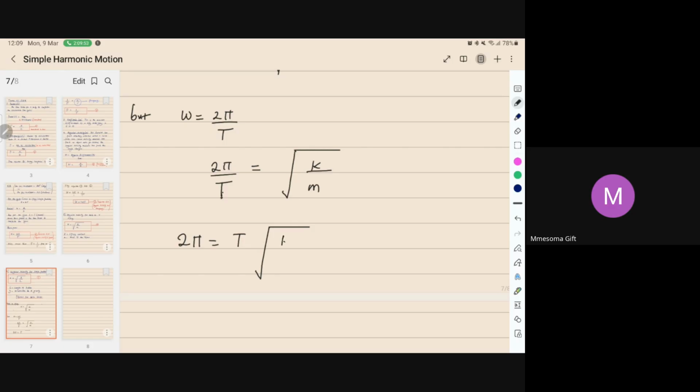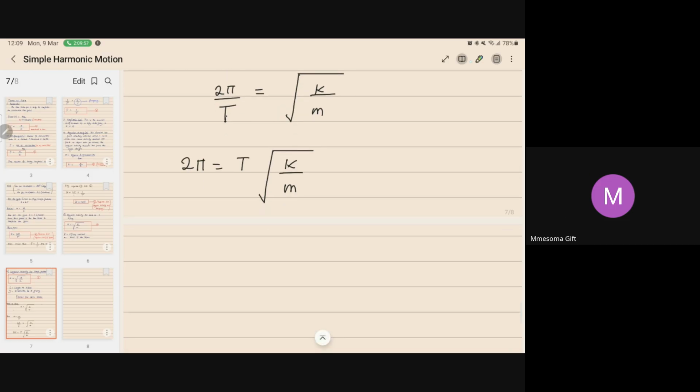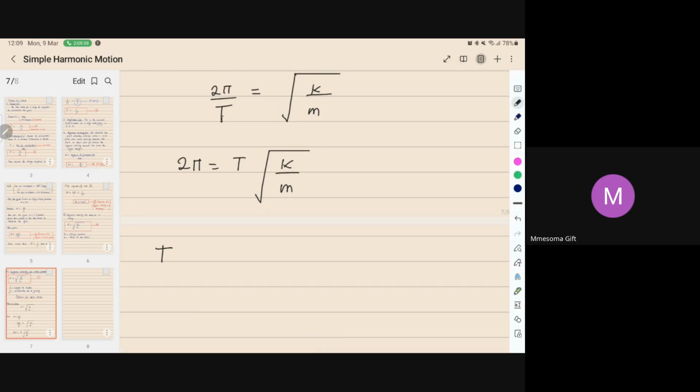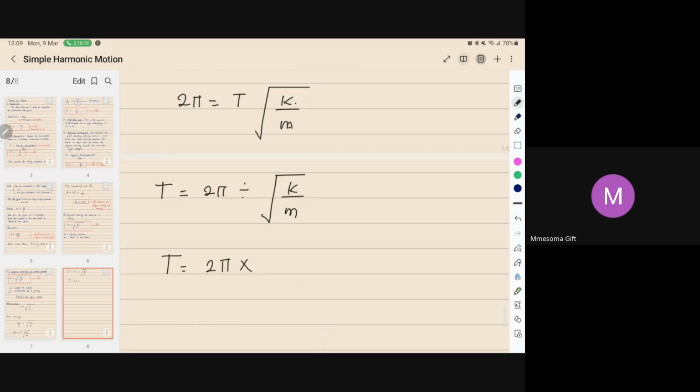So I don't think you need to square anything at the moment. To make T the subject, I'm going to divide both sides by square root of k over m. So T will now be equal to 2 pi divided by square root of k over m. When you are dividing, you're going to invert the denominator. You're going to have square root of m over k.